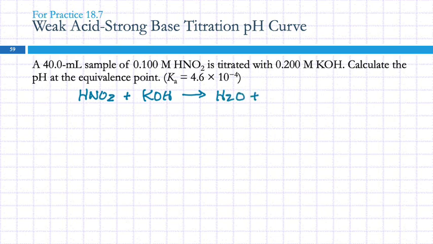This is the reaction that's occurring, right? The nitrous acid and the potassium hydroxide. So this is a Chem 1A calculation. So I have 40 milliliters of the acid, and it's 0.1 molar, and the hydroxide is 0.2 molar, and I don't know what the volume is. So grams to moles to moles to grams, but we're starting with milliliters and ending with milliliters, and it'll be easier if we do millimoles in the middle.